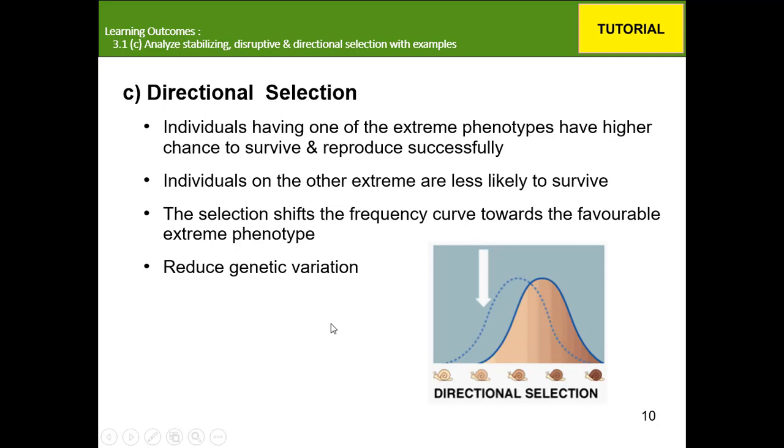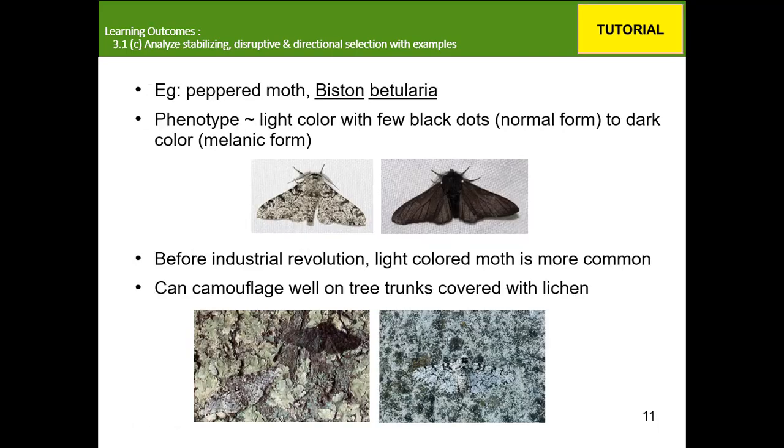So the effect of directional selection is that it can reduce genetic variation, because individuals on the other extreme are less likely to survive, while individuals having one of the extreme phenotypes have a higher chance to survive and reproduce successfully. Example: the peppered moth Biston betularia. The phenotype of Biston betularia has a light color with a few black dots, which is the normal form, and a dark color, called the melanic form.